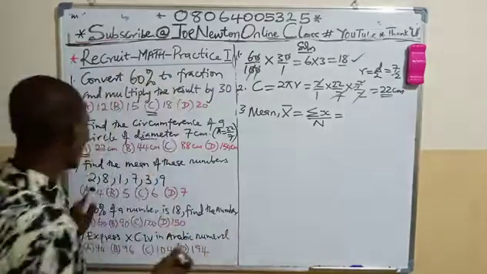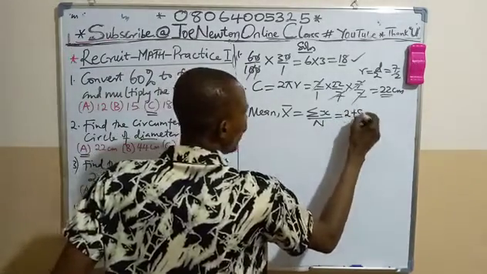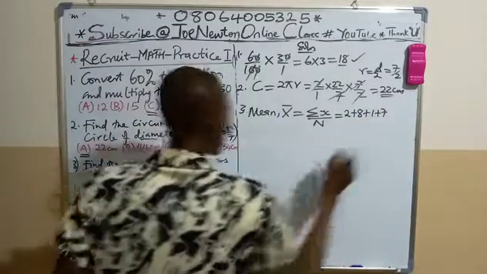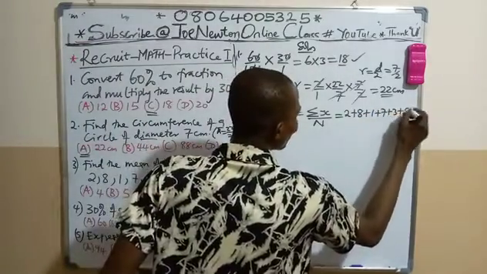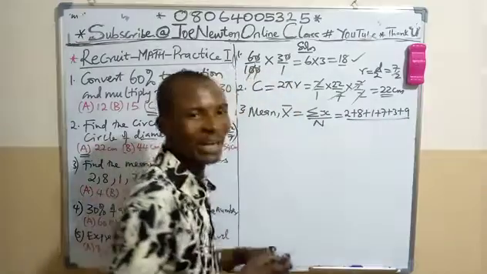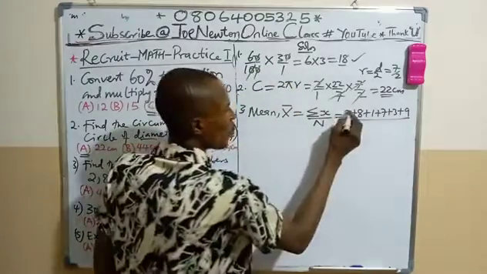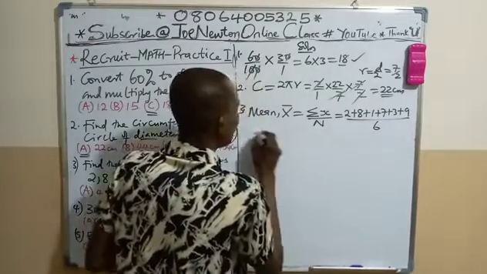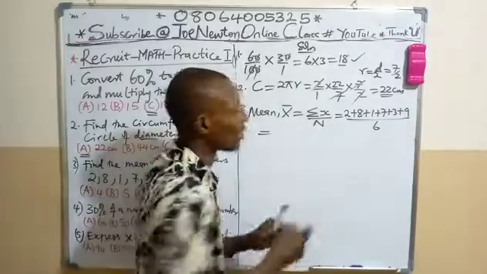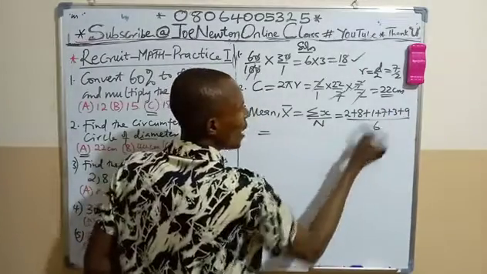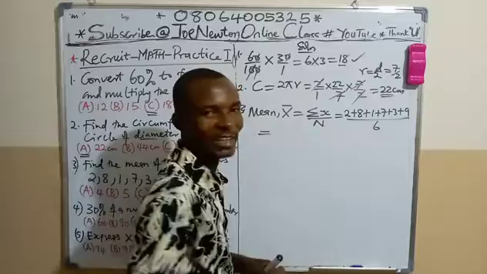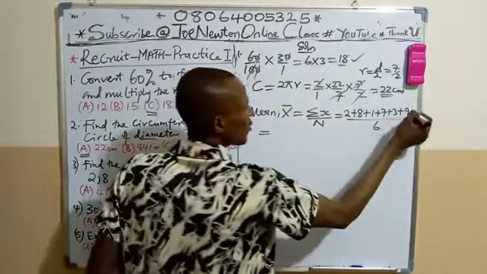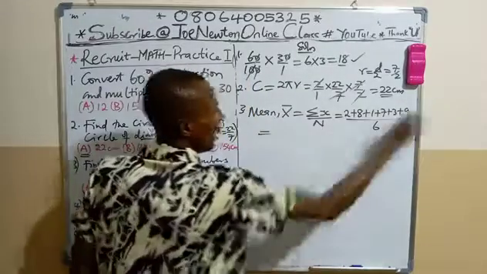Quickly, we have the numbers here. We have 2 plus 8 plus 1 plus 7 plus 3 plus 9, all over, you now count the digits, the scores. 1, 2, 3, 4, 5, 6. All over 6. Which will give you now 2 plus 8 is 10. Plus 1, 11. Plus 7, 18. Plus 3, we have 21. Plus 9, 30. So you add them.